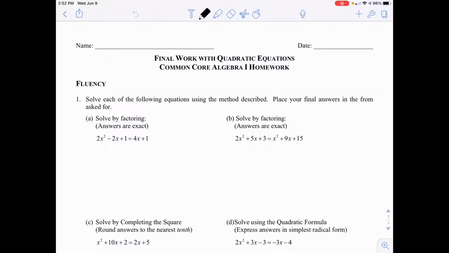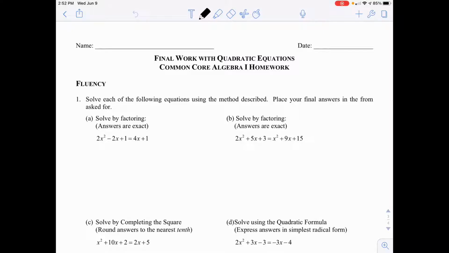Hello and welcome back. In this tutorial video, we're going to be taking a look at the homework solutions to Unit 5, Lesson 6 on the final work with quadratic functions. Let's begin. In question 1, we are asked to solve each of the following equations using the method described. Place your answer in the form asked for.